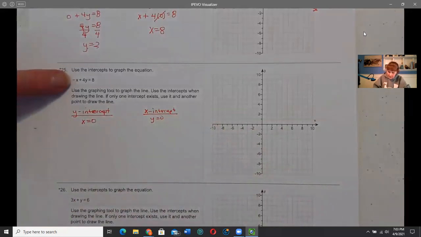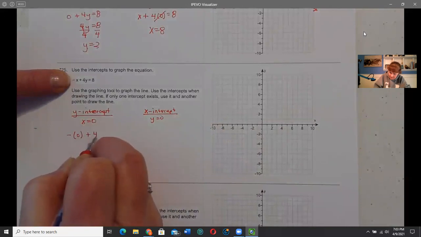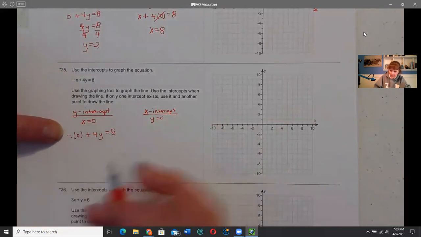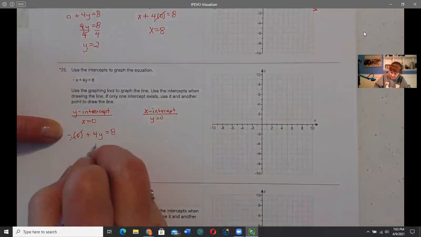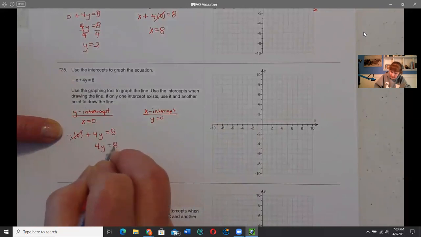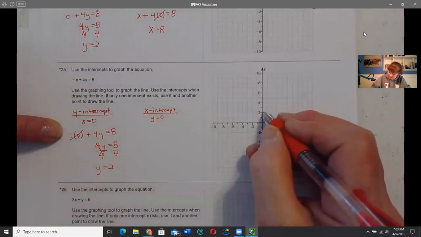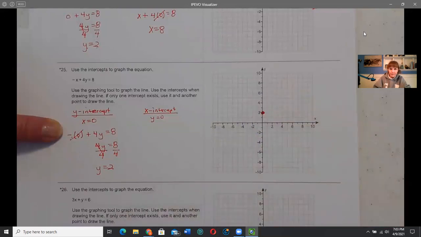To find the Y-intercept, we'll have a -0. Well, a -1 times 0 is still 0. So 4Y equals 8. Divide by 4. Y is 2. You hit the Y-axis at 2. Now let's do over here.